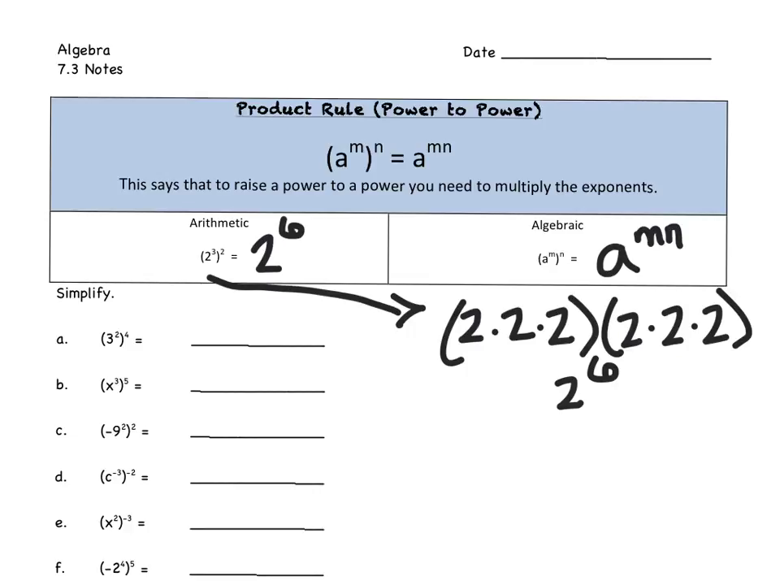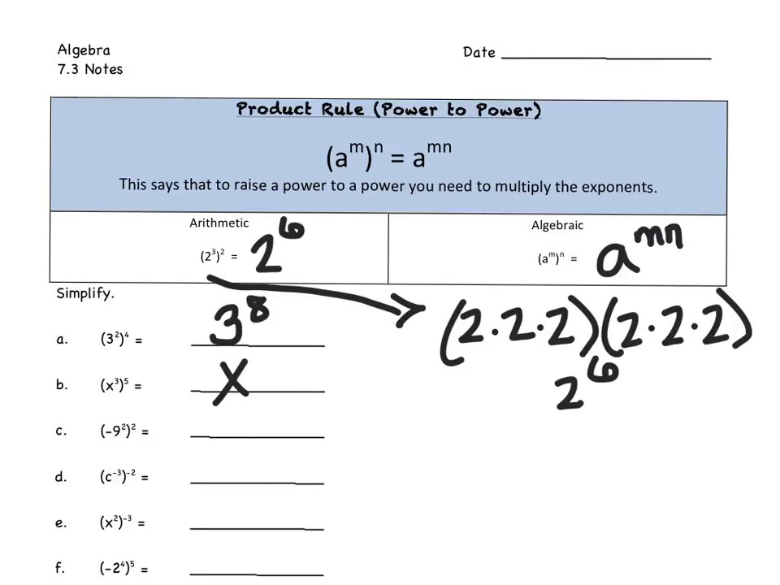Let's look at example A. In example A, we're going to leave our base the same, and then 3 to the second to the 4th power, we're going to multiply those exponents. 2 times 4 is 8. Now, 3 to the 8 is a number that you can evaluate using your calculator. It's large enough that I don't expect you to have that number memorized, so you could, if you wanted, just leave it that way.